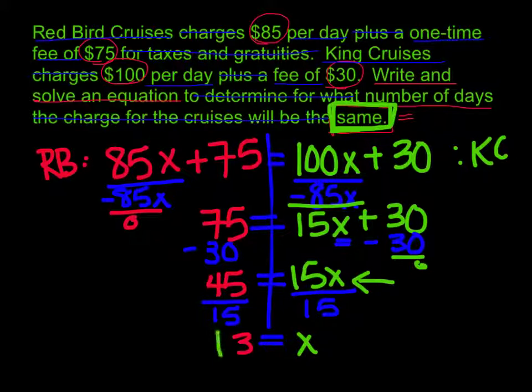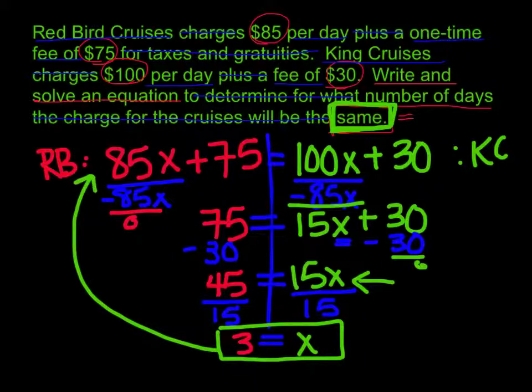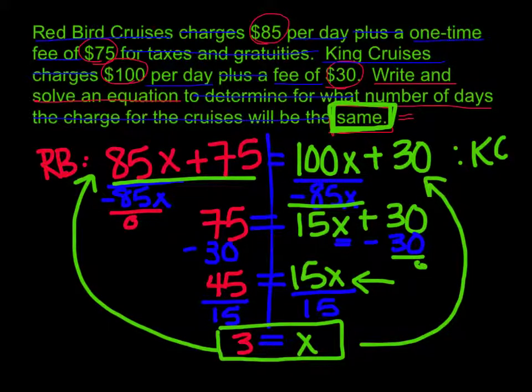So essentially what this information means is if you were on Redbird Cruises for 3 days, it would cost the same exact amount as if you were on King Cruises for 3 days. And that total amount would be $330. But there you go. Hope you have fun.